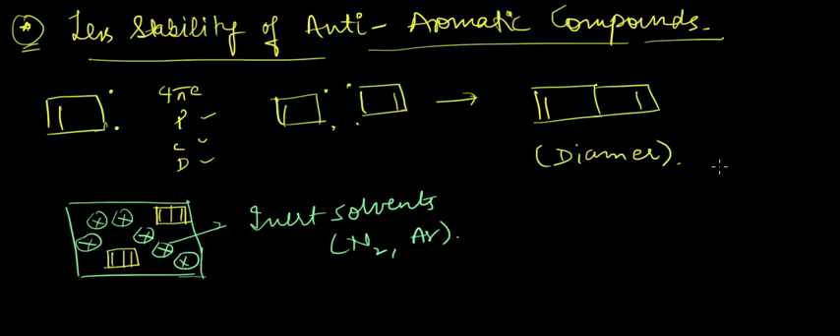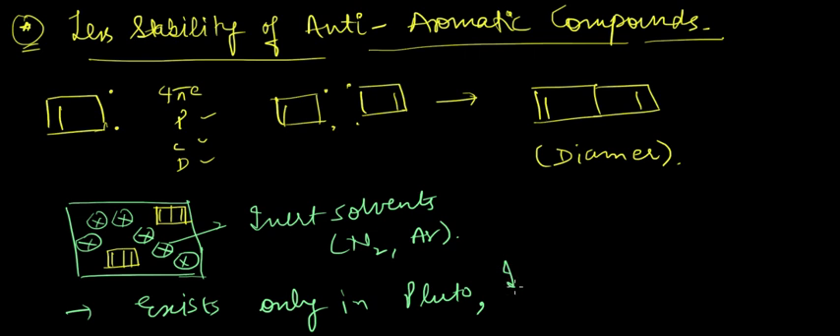So these type of compounds actually exist only in Pluto. I am talking about the planet. Okay, so the anti-aromatic compounds exist only in Pluto, and they can be actually isolated at 4K temperature. Okay, so we'll be talking about resonance energy or conjugation or delocalization or stabilization of organic compounds in the next lecture.